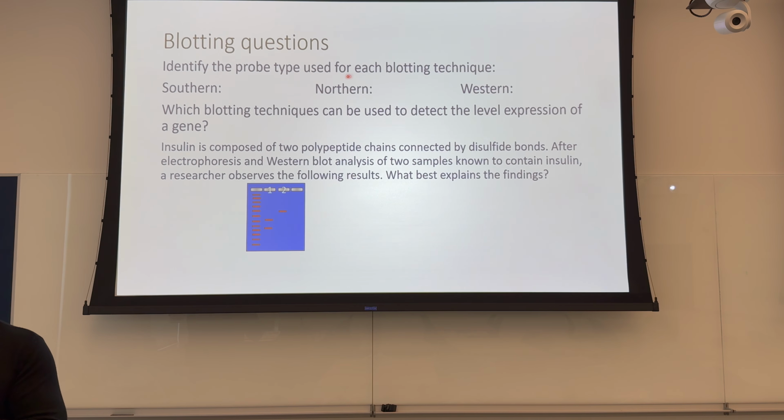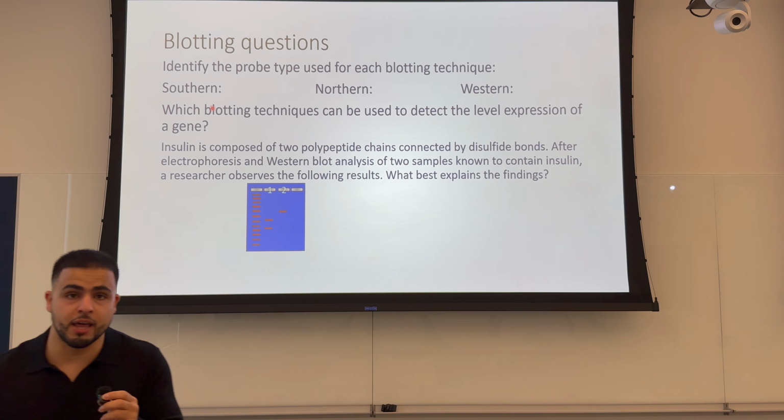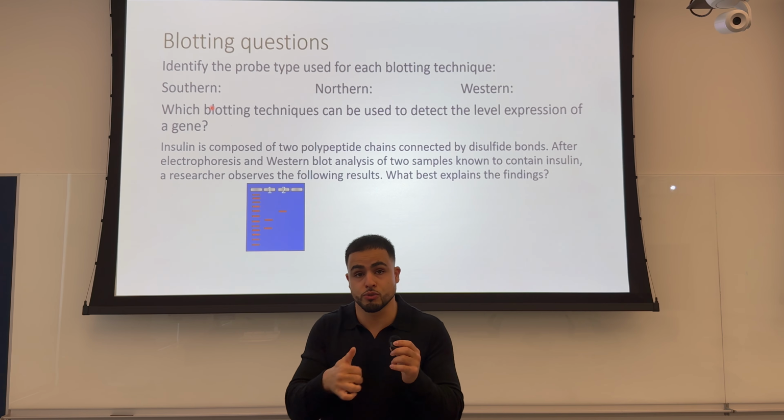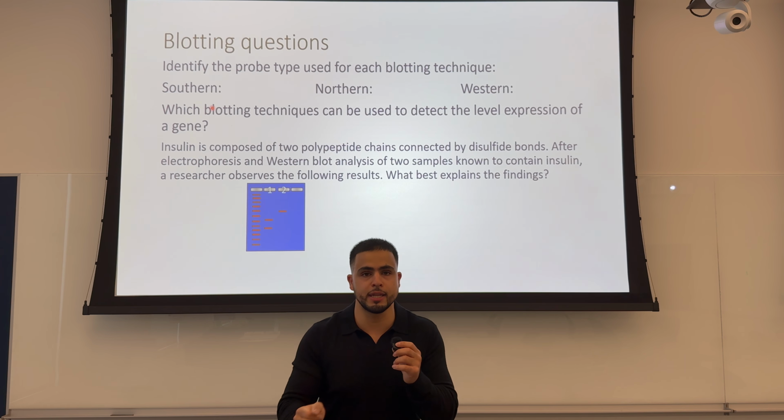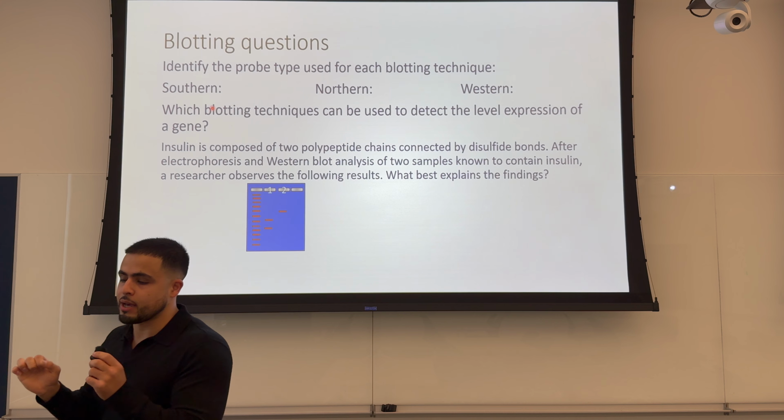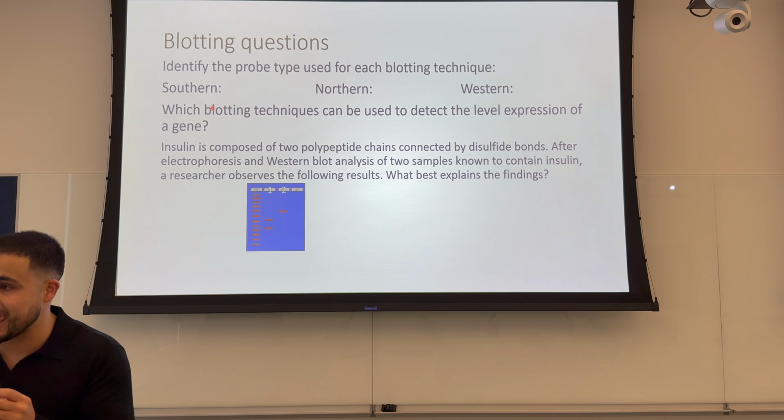So identify the probe type used for each blotting technique. For Southern blotting, we're trying to detect DNA, so single-stranded DNA. For Northern blotting, we're trying to detect RNA, so again, single-stranded DNA. And then for Western blotting, we're trying to detect a protein, so it's going to be an antibody.